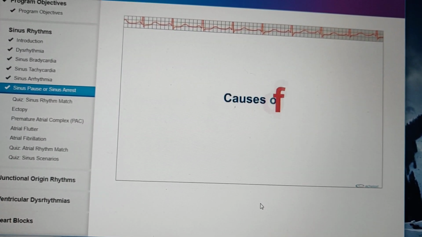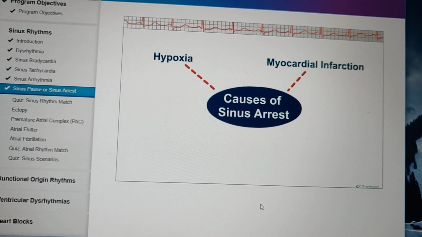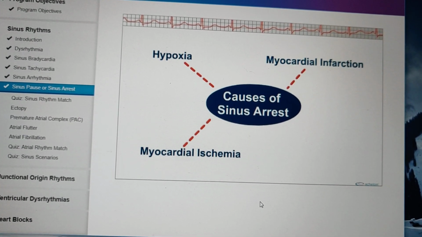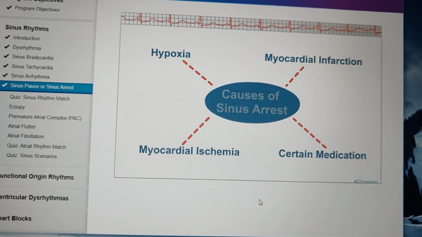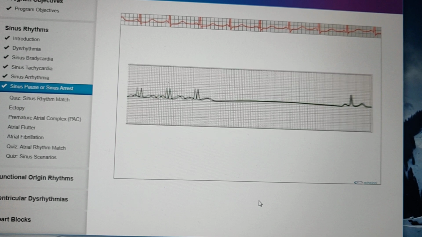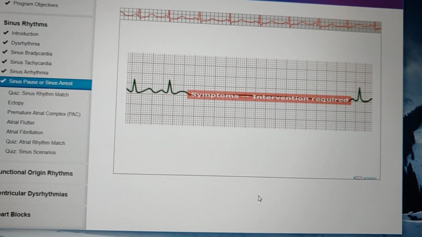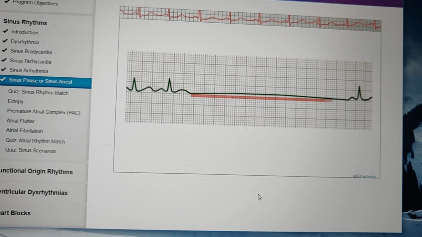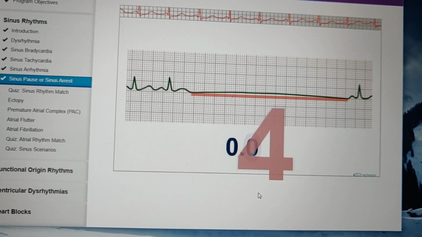There are several causes for sinus arrests, including hypoxia, myocardial infarction, and myocardial ischemia. It can also be caused by reactions to certain medications. When dealing with a patient suffering from sinus arrest, you want to carefully measure the length of the pause, counting the number of boxes between the P waves and then multiplying that number by 0.04.